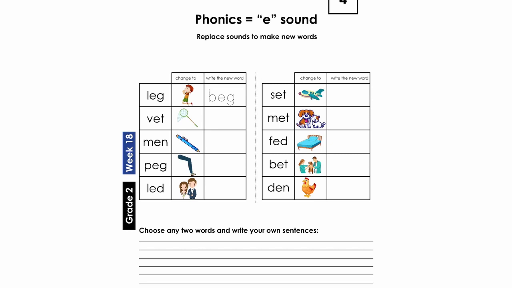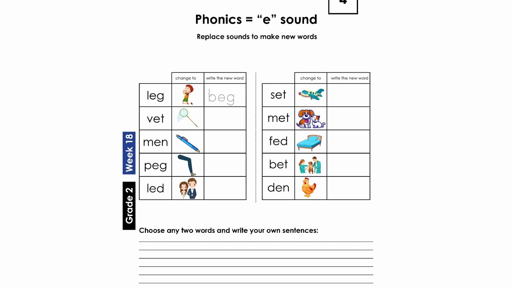Let's look at the second picture. What do you see in the second picture next to the word vet? If you said net, then you are correct, boys and girls. That is a net. Net. So you can write it in there in that empty space.